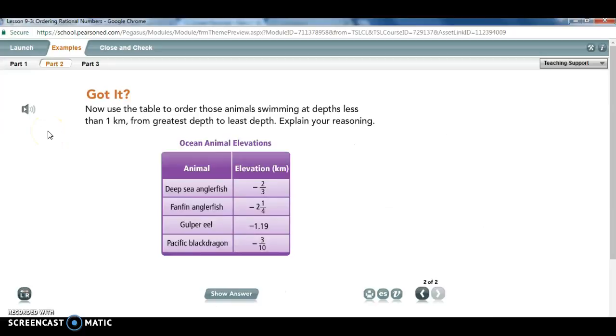We're now moving on to the part 2 got it problem. Now, use the table to order those animals swimming at depths less than 1 kilometer, from greatest depth to least depth. Explain your reasoning. This is very similar to the problem that we just did, but again, it's important to know that the question is asking, order those animals that are swimming at a depth less than 1 kilometer, and you're going to order those from greatest depth to least depth.